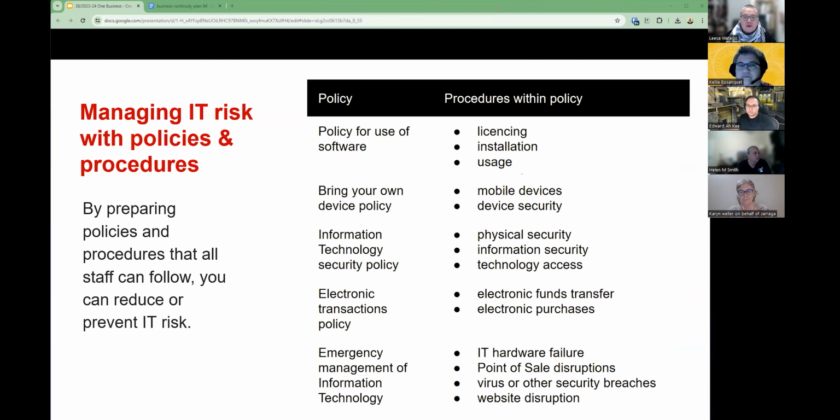And emergency management of information technology. So what do we do? We need to have policies for these things, and that's definitely a project that we're working on this year. So in the event of hardware failure, in the event of point of sale disruptions, in the event of a virus or other security breaches, in the event of a website disruption.